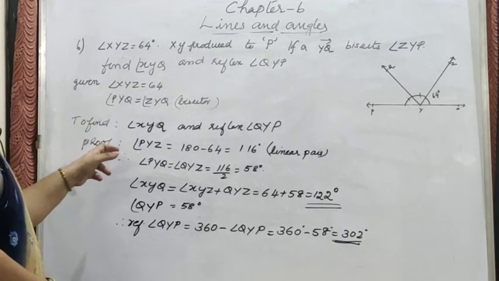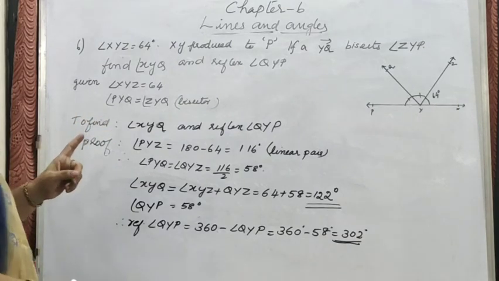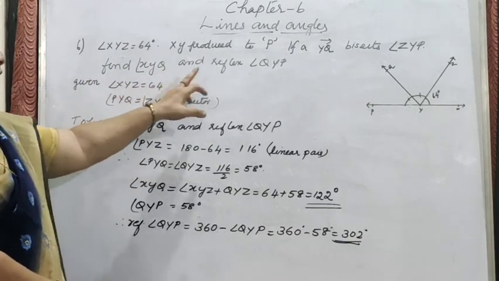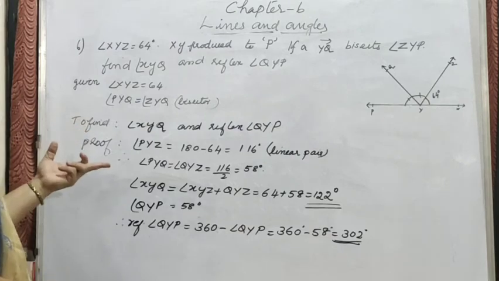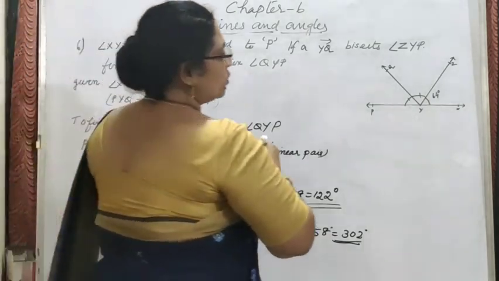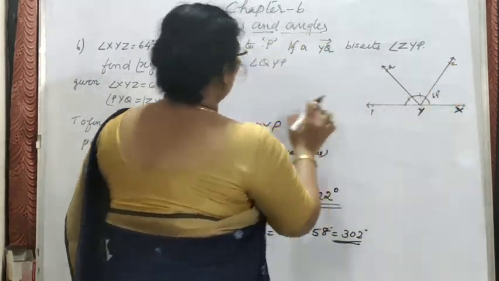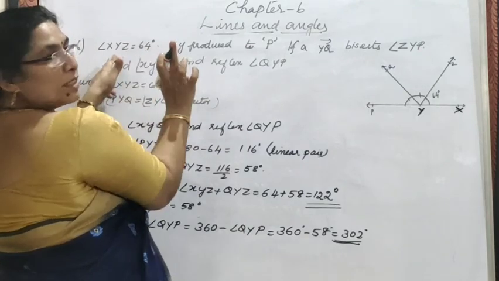Angle XYZ equal to 64 degree. XY produced to P, if a ray YQ bisects angle ZYP, then find XYQ as well as reflex QYP. So given we have written and find we have written. Now the diagram is not given. XY is produced. So here XYZ is 64 degree. That we will construct first. XYZ is 64 degree. Now that means Y is 64.